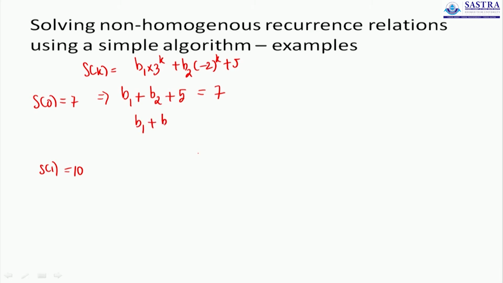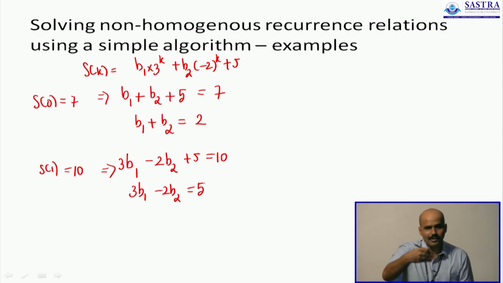Simplifying, you will have your first equation as B1 plus B2 equaling 2. Similarly, S of 1 is 10, therefore 3B1 plus B2 times negative 2, or minus 2B2, plus 5 also giving us 10. Therefore, we will have 3B1 minus 2B2 is equal to 5. Now, you have two equations, you have two unknowns, you can always solve and find these answers.